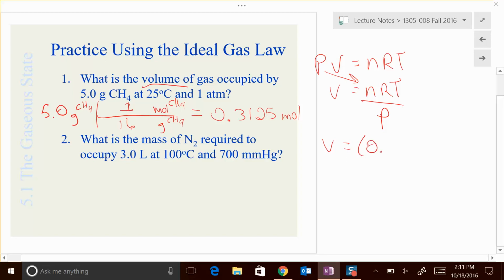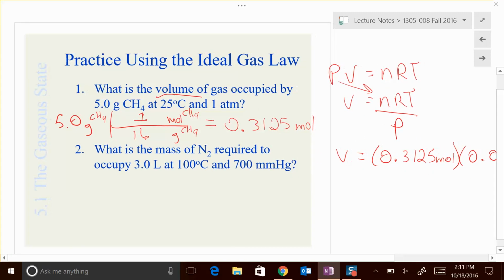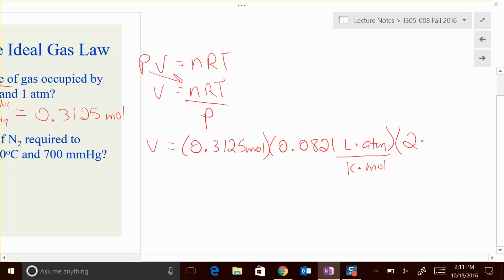N is 0.3125 moles. What is R? 0.0821 liter atmospheres over Kelvin moles. Okay? What is my T? Good. Oh, you have to add. Oh, okay. 298 Kelvin. It has to be in Kelvin, right? I can't have it in degrees Celsius. So I have to convert it to Kelvin by adding 273.